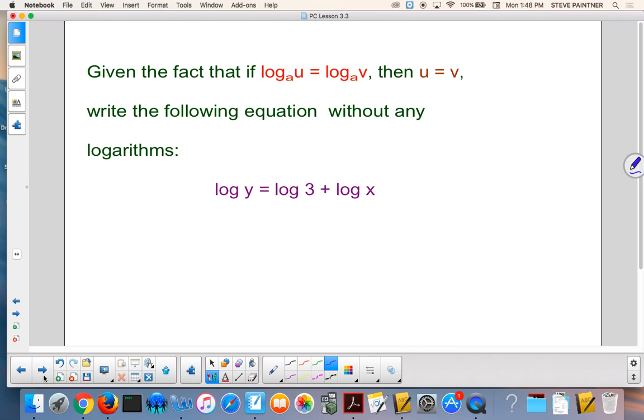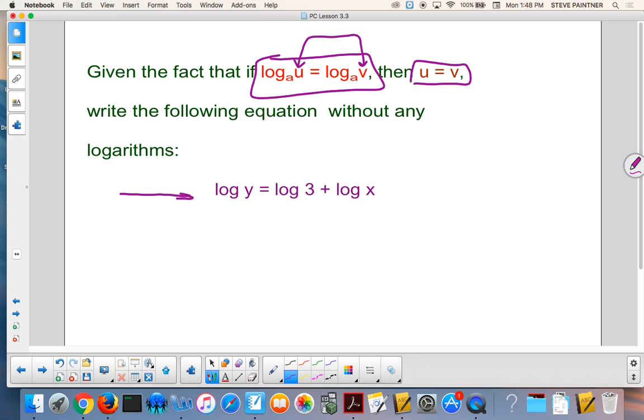All right. Here is a problem where you have 2 logs set equal to each other. So if this is true, if you have log of u base a equals log of v base a, if your bases are both the same, base a, then what do you know about this number u and this number v? They have to be what? They have to be equal. Exactly.